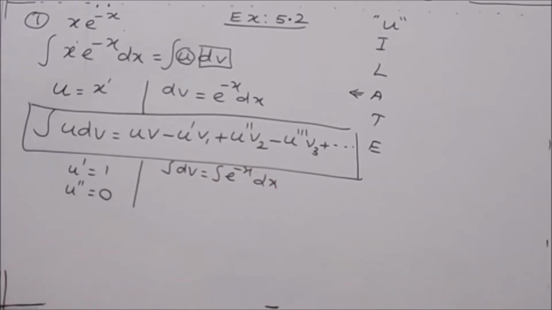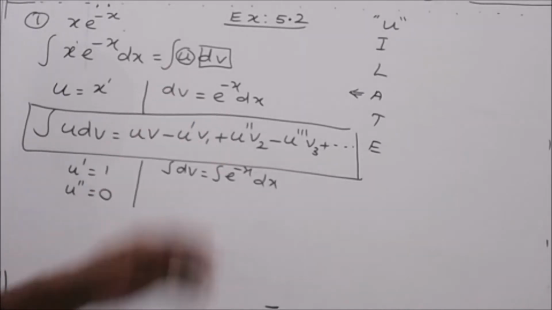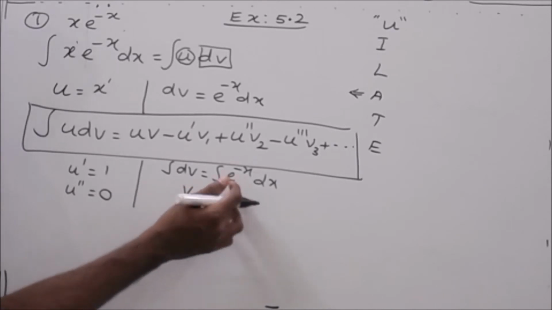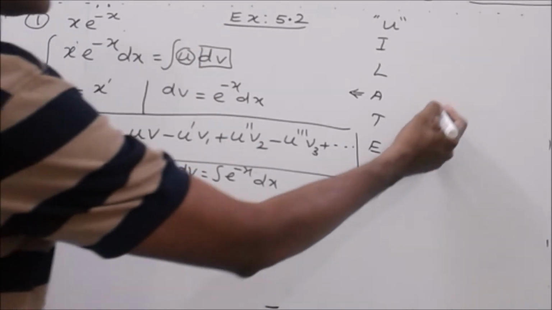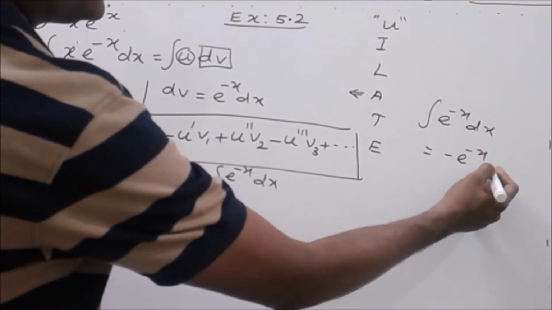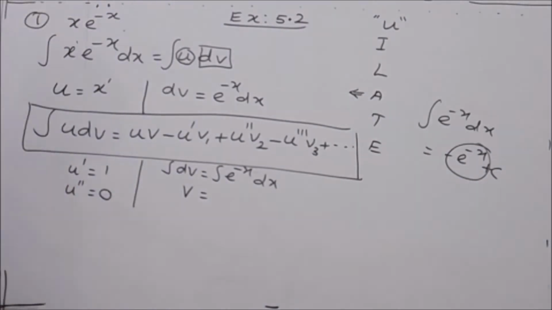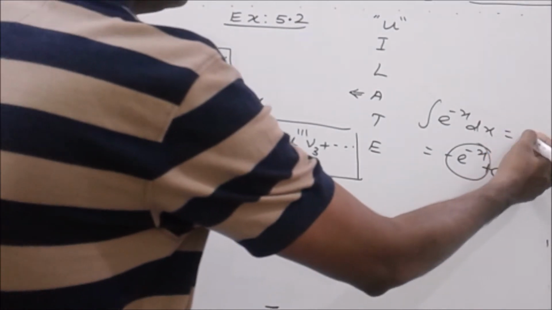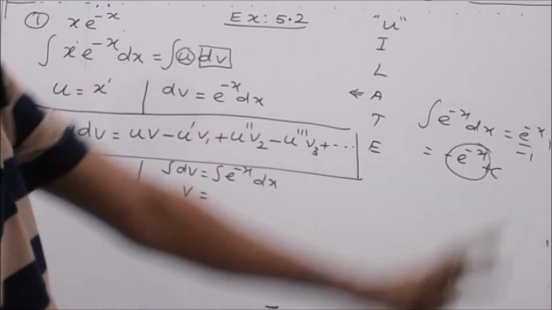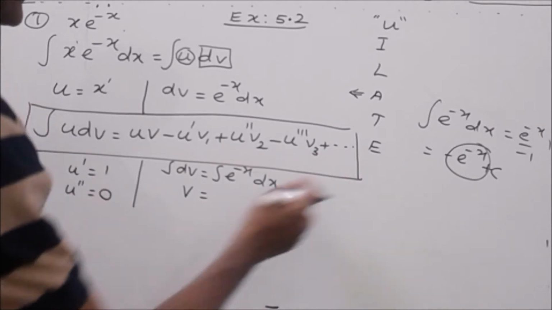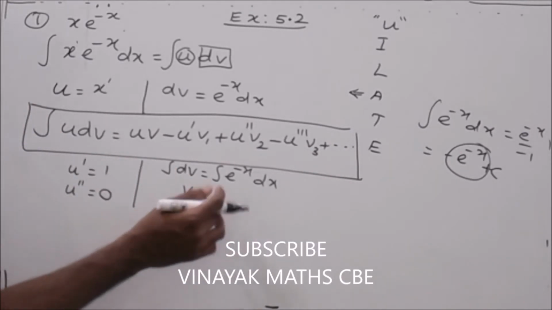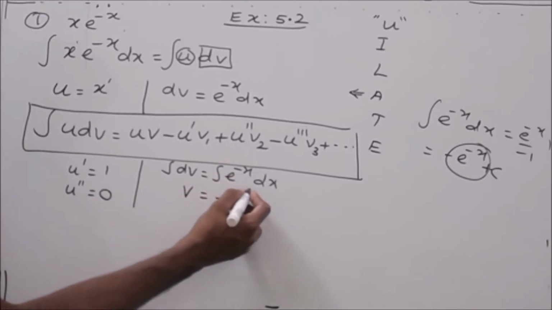Now we are using the previous formulas that we learned in the first 4 exercises. Integral dv equals v, so v is the integral of e power minus x dx, which equals minus e power minus x plus c. When we simplify, we get minus e power minus x, otherwise e power minus x divided by minus 1 plus c. Then the next step is minus e power minus x. You need not add c here, because we are going to integrate repeatedly. So just integrate the one, minus e power minus x.